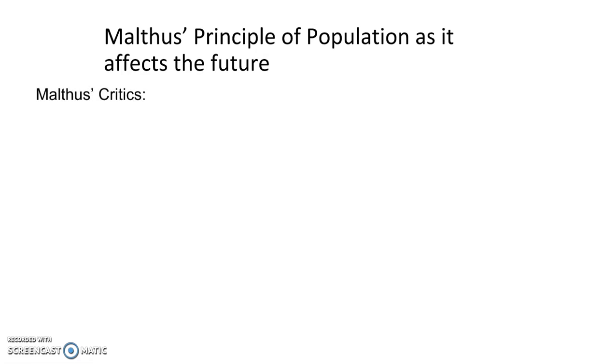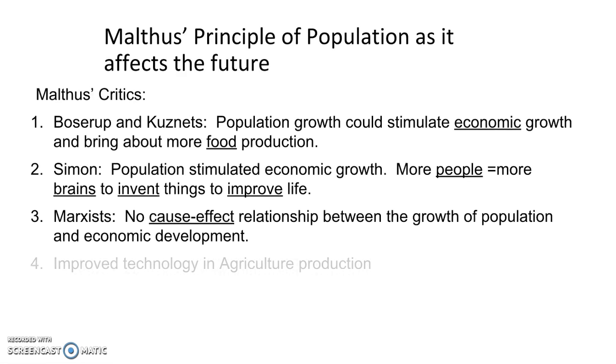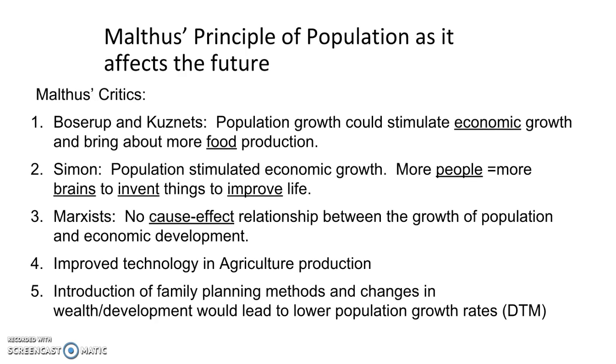Let's talk about the critics of this model who say that this model is not true. We have Boserup and Kuznets. They say that population growth could stimulate economic growth and bring about more food production. Simon said that population could actually stimulate economic growth because more people equals more brains to invent things to improve life. So that population growth is actually a good thing.